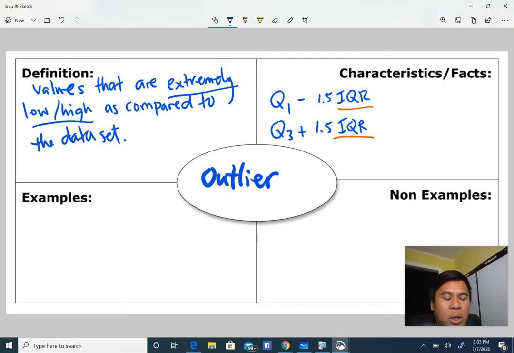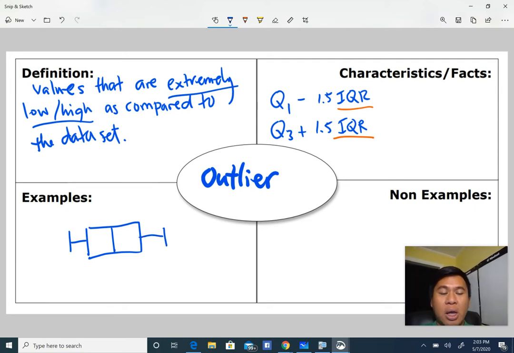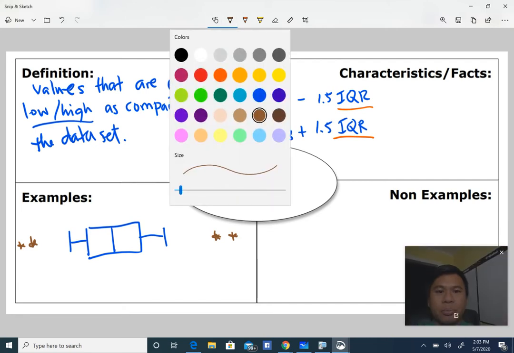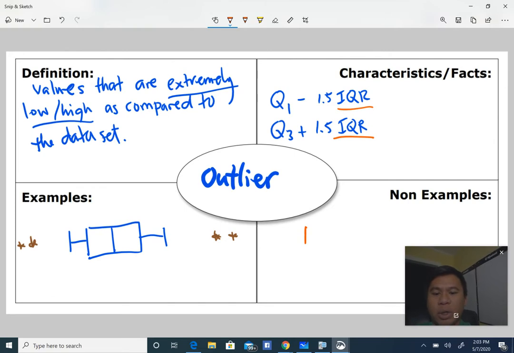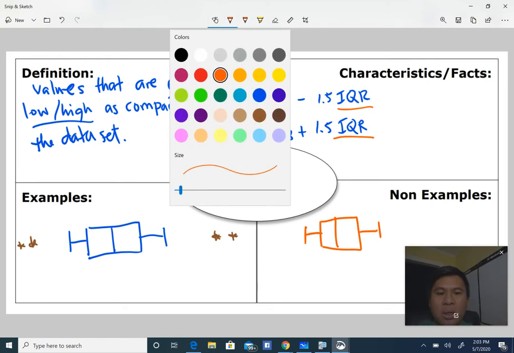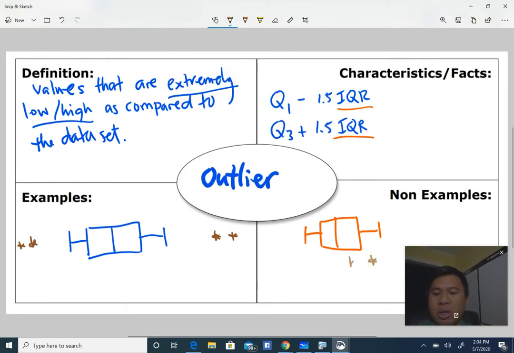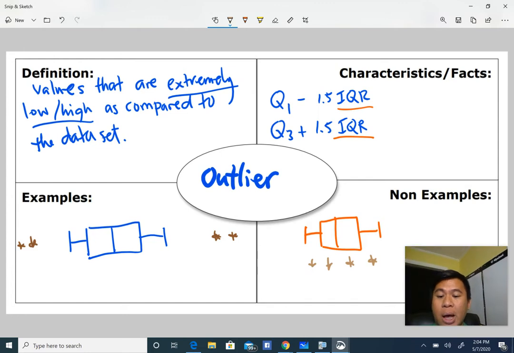Our examples, we can draw certain examples here. Usually we call it in terms of a box plot, and we see that the outliers are those values that are way above or way below the box plot set of data points. And for our non-examples, any value that is inside the data points would definitely be non-outliers.